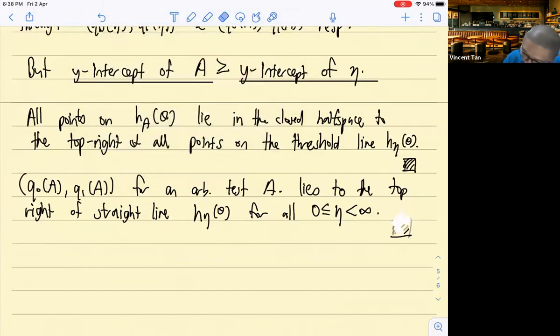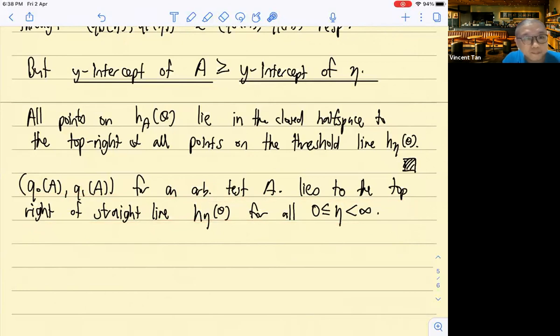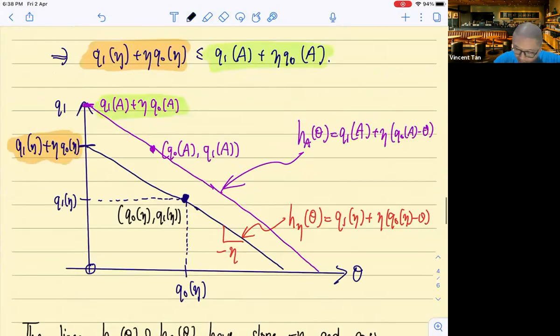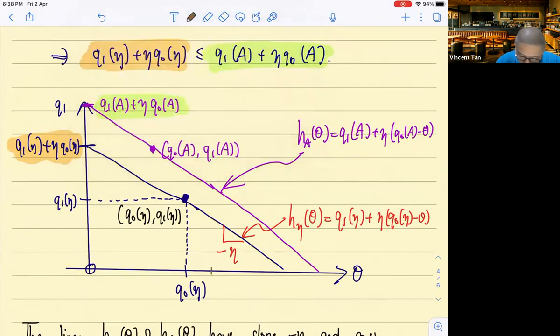So actually this comes a little bit different. Now the point is that this performance metric for any arbitrary test must lie to the top right of a straight line for all eta. Because just now I fixed a particular eta, but there's nothing special about eta. So already Ingrong asked, what is theta here? The same theorem holds for yet another eta. So let's call this Q0 eta prime.